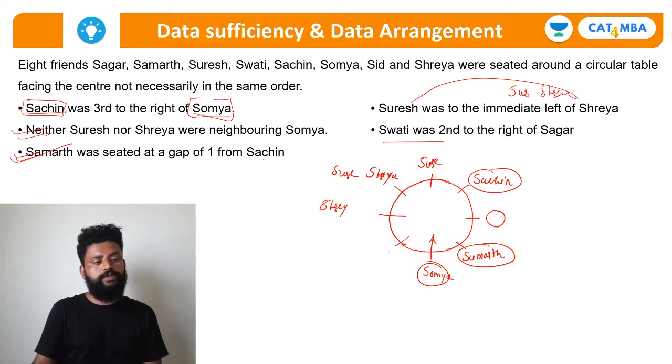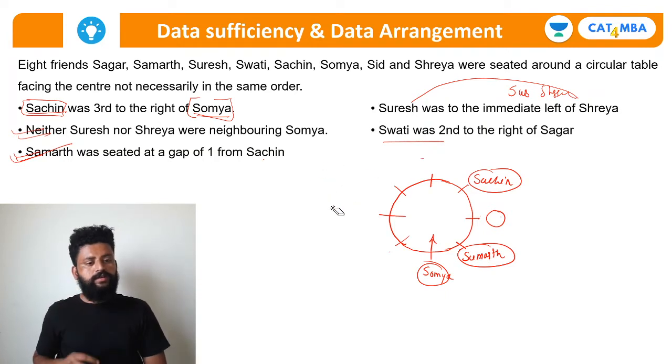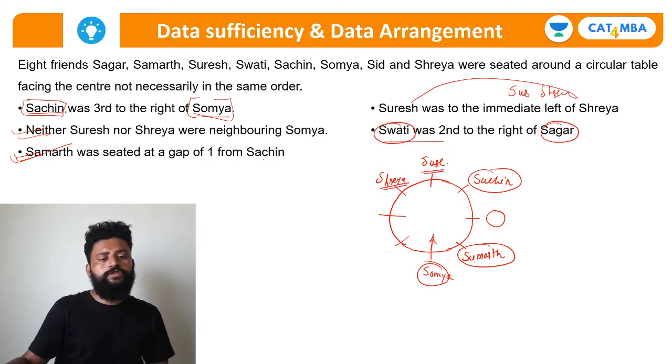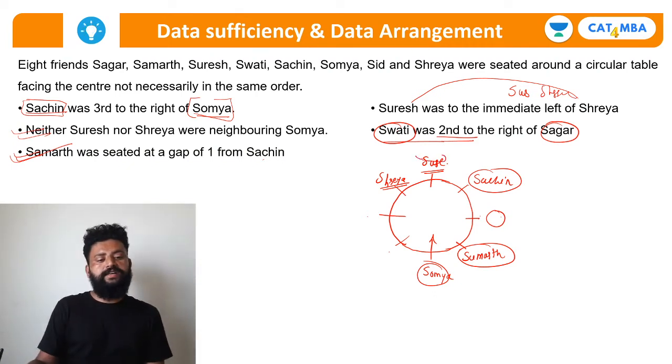Okay, let's try one of these. Swati is second to the right of Sagar. Let's try one at a time. So if this is left of Shreya, so here it is Suresh. Now the problem is we want Swati and Sagar. Swati is second to the right of Sagar. So if you take Sagar here, स्वाति इधर नहीं आ सकती है. Sagar cannot be here. There is no place, इधर भी नहीं है. So this is not Suresh.